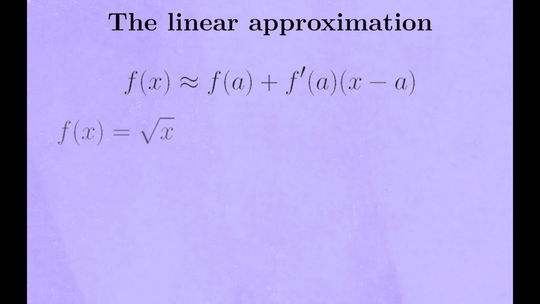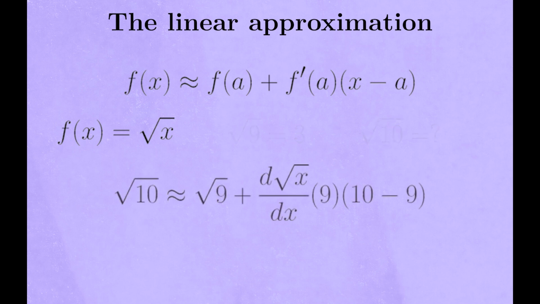A perfect example of this is the function f of x equals the square root of x. It is very easy to compute f of x exactly when x is a perfect square, but for any other value you might not even know where to start. Let's say we want to know the value of the square root of 10. As 10 is not a perfect square, we won't be able to compute it exactly. However, 9 is a perfect square, and 9 is close to 10.